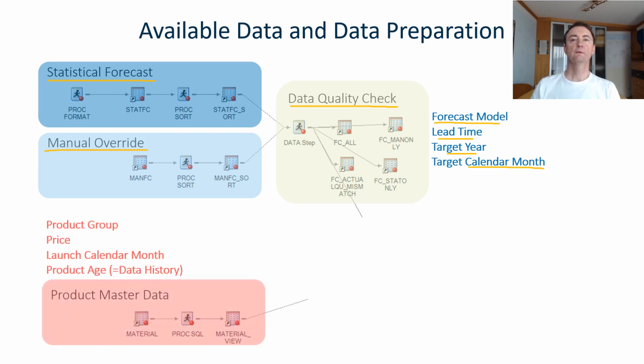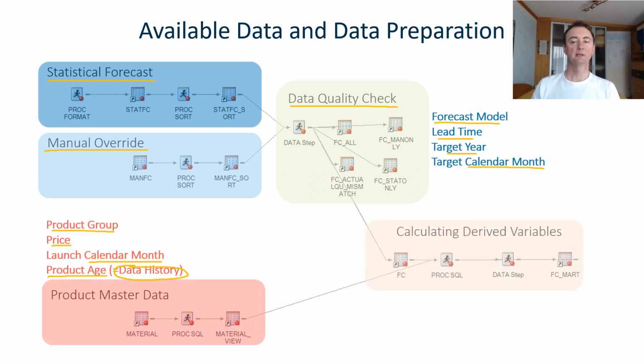We also use features about the product itself. In which product group is the product that we are forecasting? What is the price? What is the calendar month when the product has been launched? And also very important, what is the product age, meaning what is the available data history that we have for this product for our modeling. Again, this data is being combined and calculated as some derived variables.